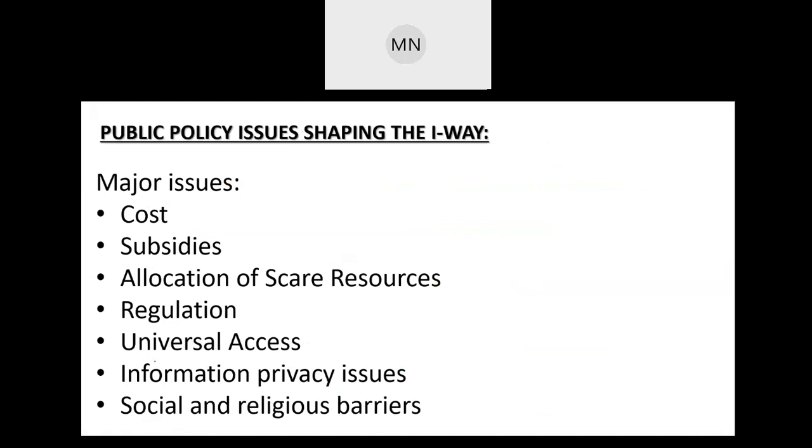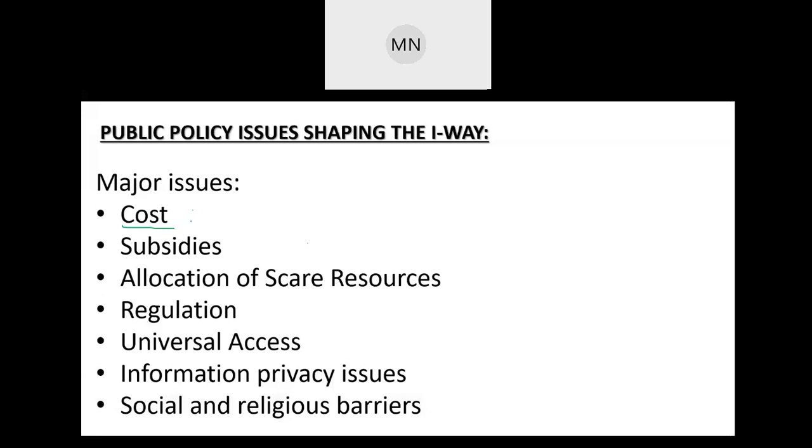Okay, so here what are the public policy issues shaping the highway? The major issue in the highway is cost. The cost of establishing the highway, where some billions of dollars will be incurred. So in order to establish these kinds of networks, this much expenditure has to be spent, and who will bear this vast amount that is required for establishing this network? That is one major issue.